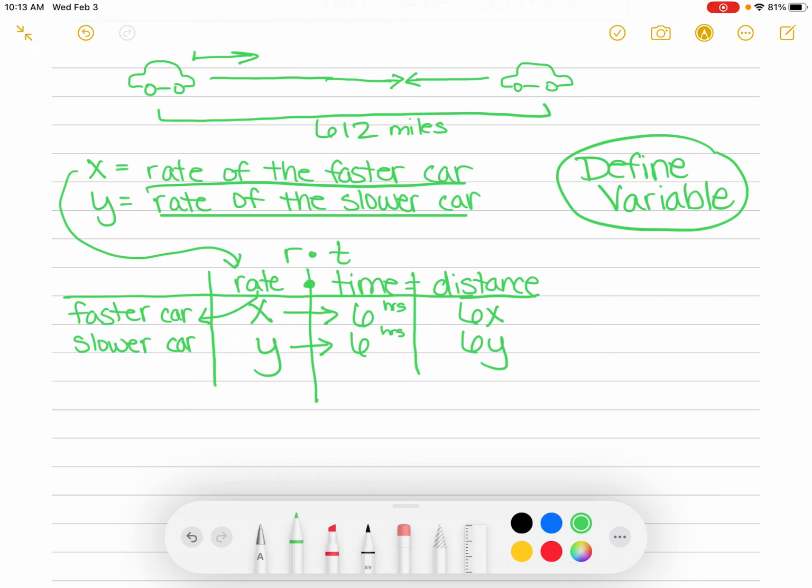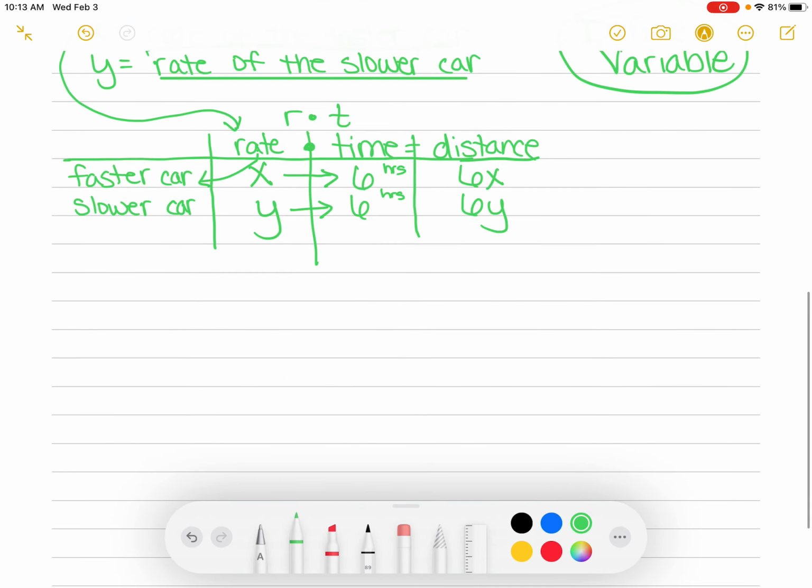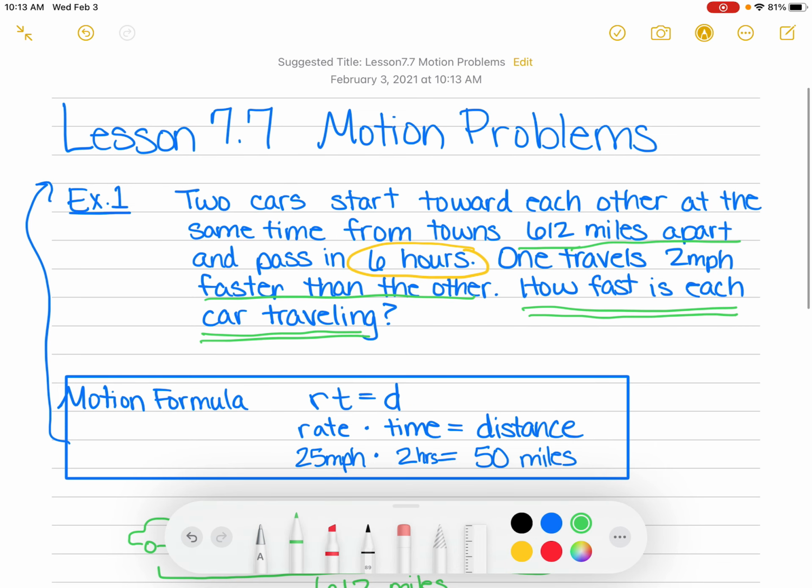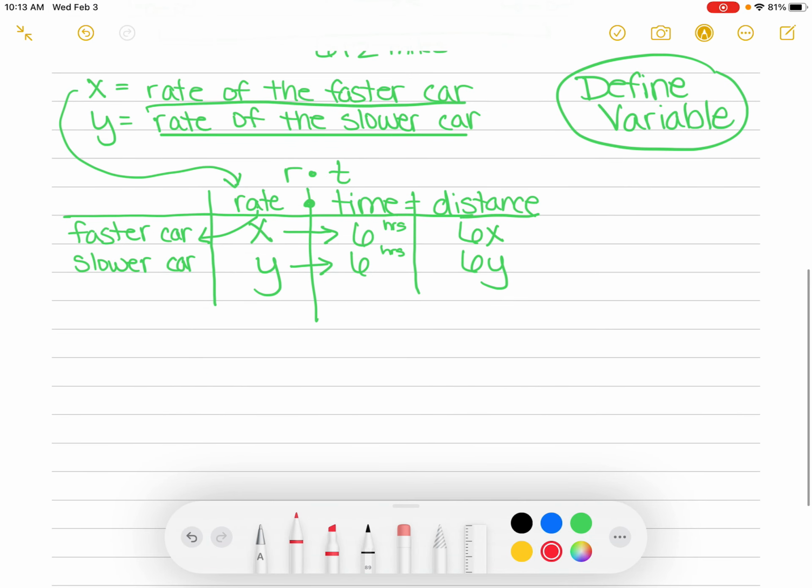Okay, now I'm going to write out my two equations. The first equation I'm going to use is what it says right here: one travels 2 miles per hour faster than the other. So I'm going to use that to write my first equation. Remember, the fast car is X. So X equals the slow car plus 2 more miles per hour, right? Because it's 2 miles per hour faster than the slow car. So these are the rates. I already did my first equation.